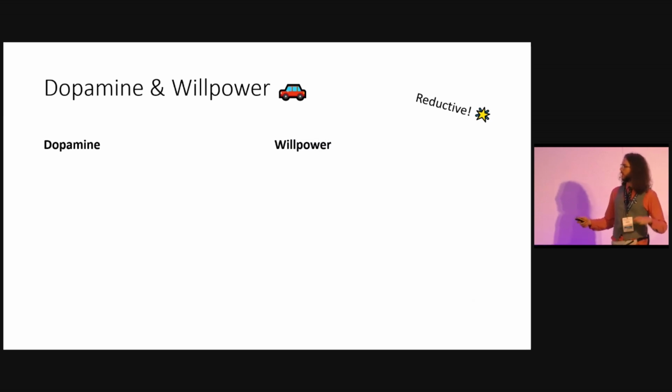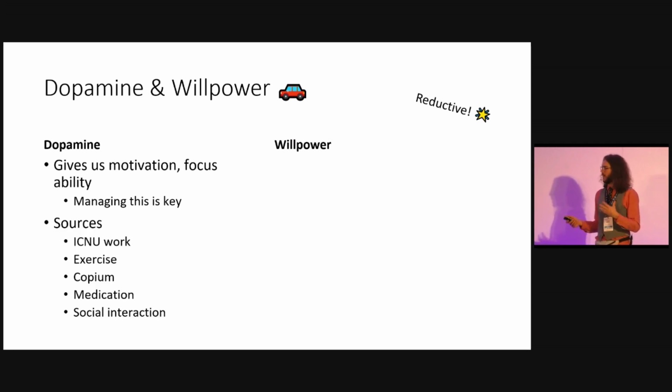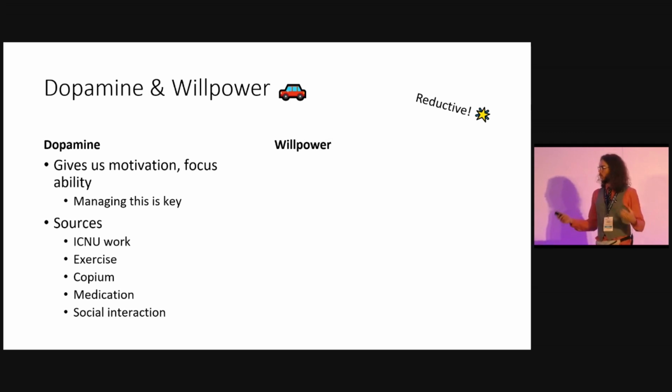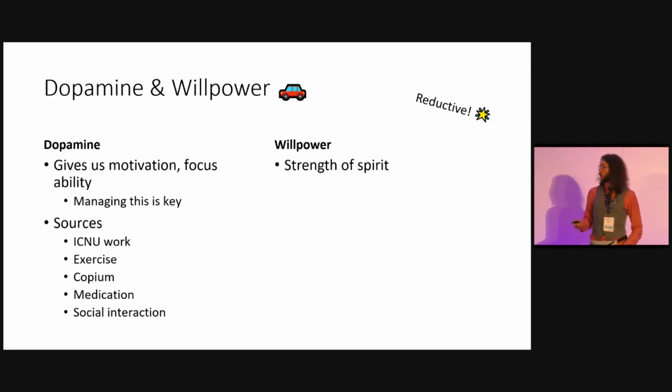Next brick, two bricks in one: dopamine and willpower. Starting with dopamine, basically this is a neurochemical. This is the motivation molecule, and it helps us focus, right? Managing this ends up being the key to survival in the modern world. So where do you get dopamine? Well, stimulating work. Exercise ends up releasing a lot of good dopamine. Copium, which I'll talk about later. Medication and social interaction. So knowing where to get your dopamine is very important.